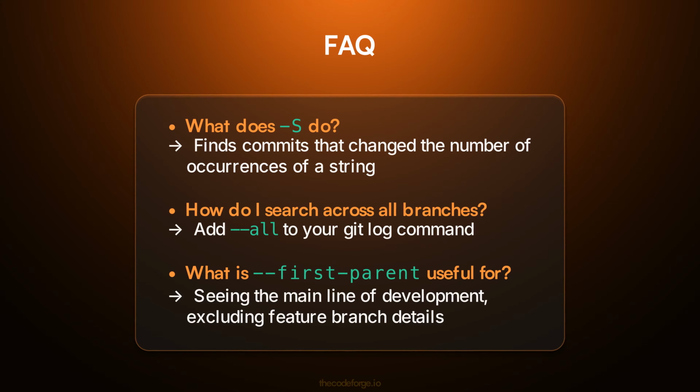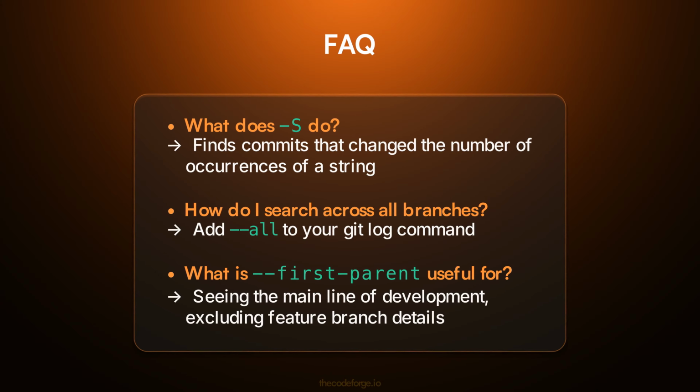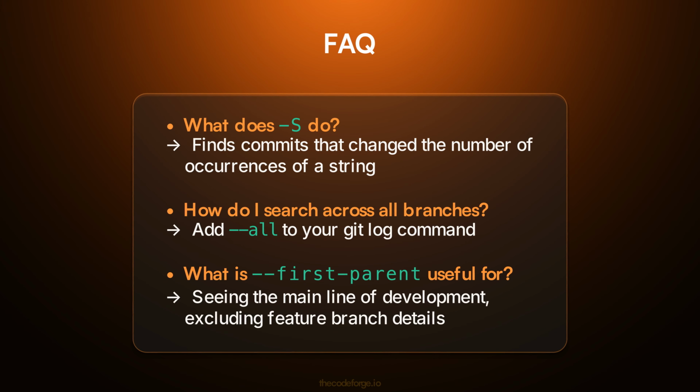And a few frequently asked questions. What does S do? Finds commits that change the number of occurrences of a string. How do I search across all branches? Add all to your Git log command. What is first parent useful for? Seeing the main line of development, excluding feature branch details.